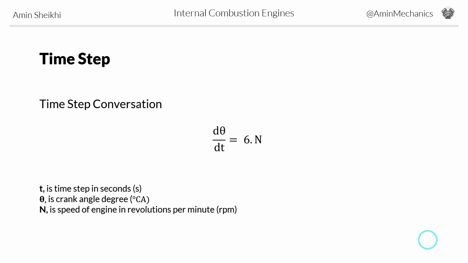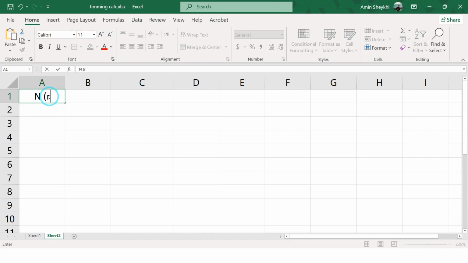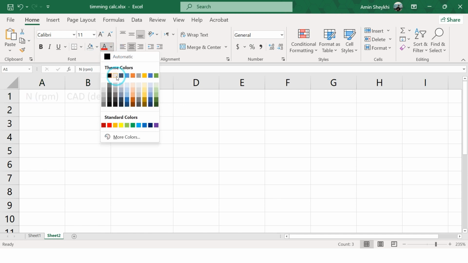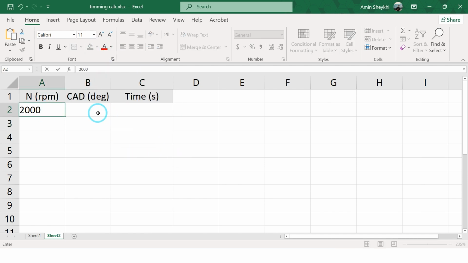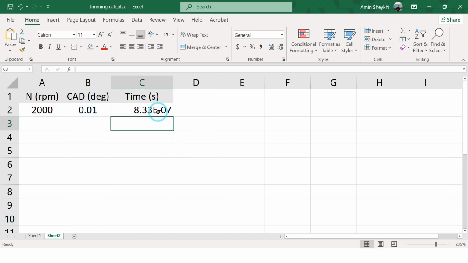We know that d theta divided by dt is equal to 6 times the engine speed. Here we know that t is in seconds, theta is crank angle, and N is engine speed in RPM. For example, here we need speed of engine in RPM, time step in degree, and time step in seconds. If engine speed is 2000 RPM and I want at least 0.01 CAD time step, for converting in seconds using formula, we will have d theta divided by 6 times the engine speed. Here we will get time step in seconds to use in our simulations.